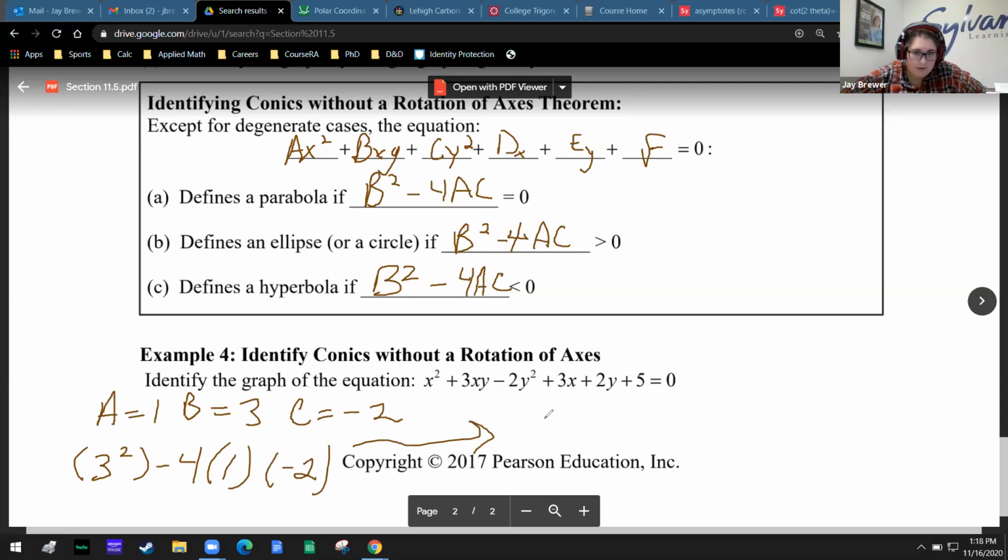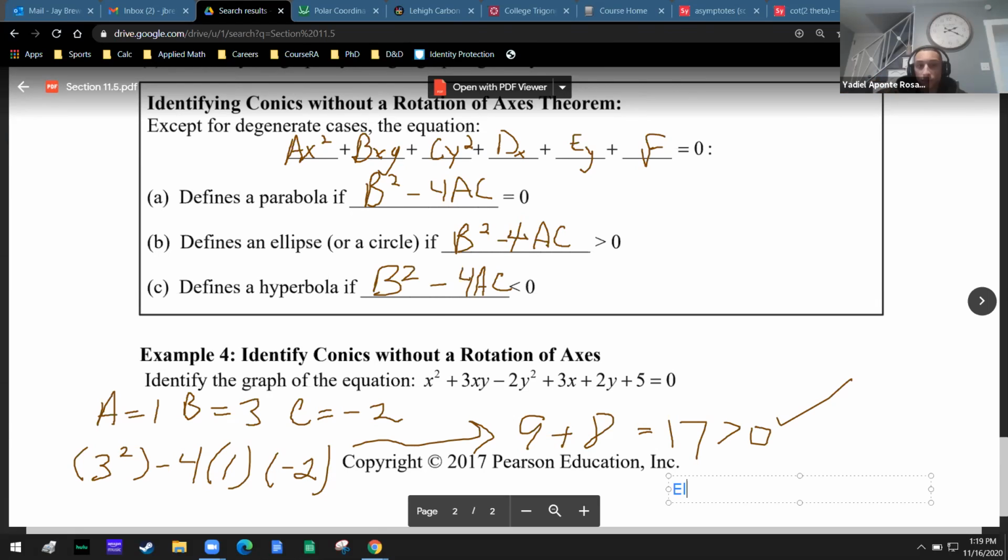We end up with 9 plus 8. So that gives us a greater than 0, check. So then what is it? How do you classify this equation? Anybody? A circle or ellipse. Very good.